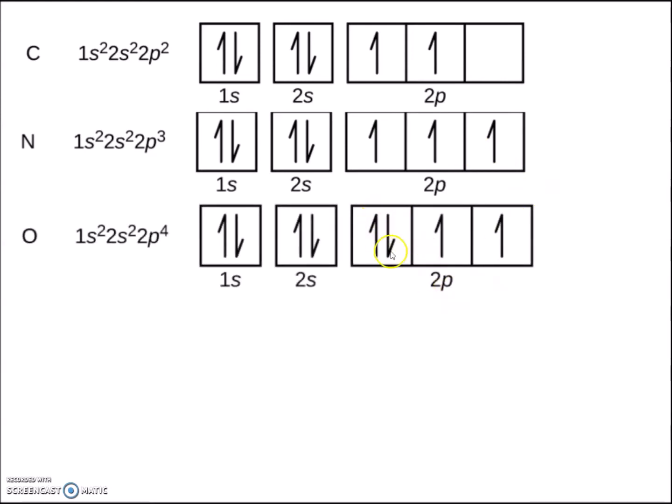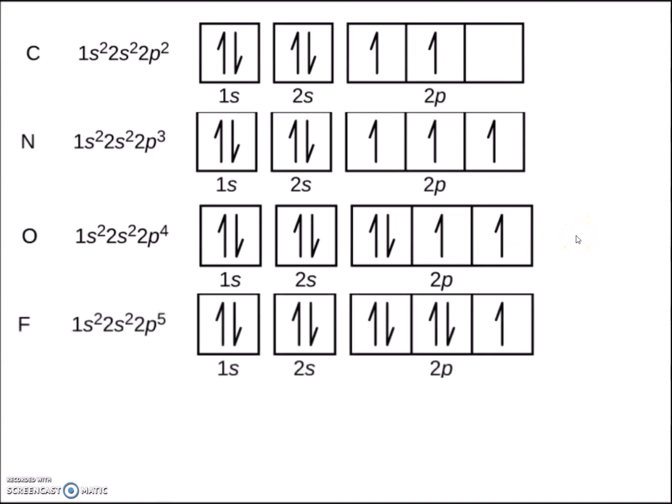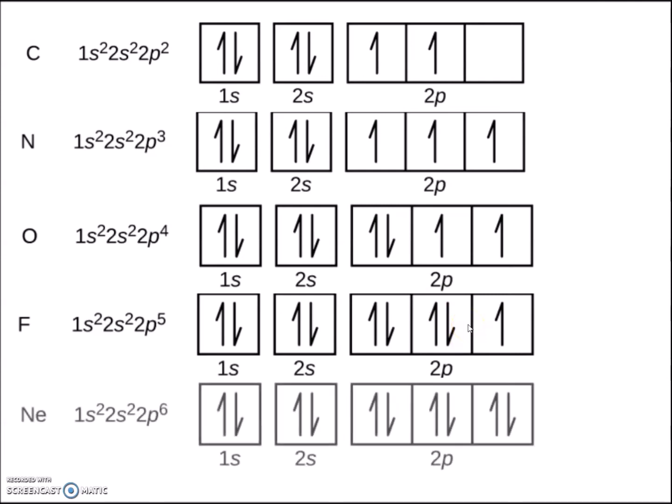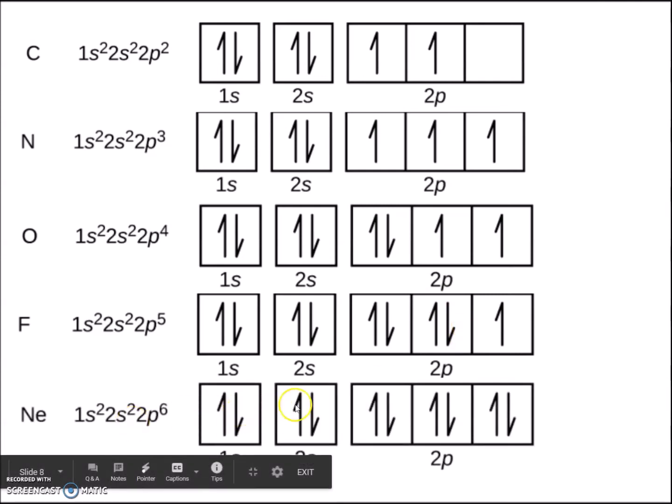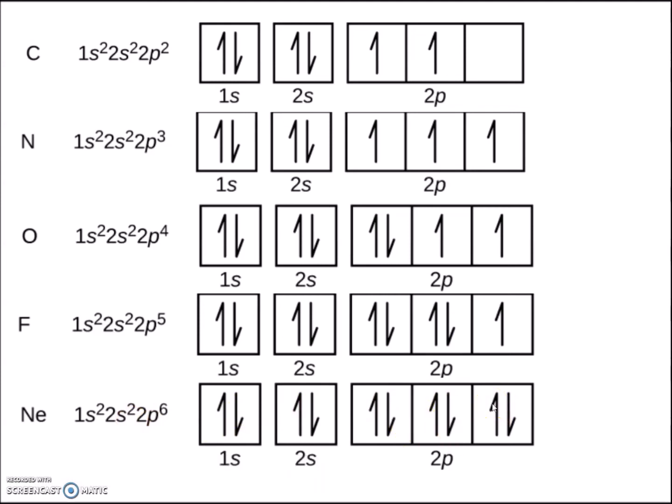Oxygen, now we need to double up. 2p4 is its electron configuration ending. 1 of the 3 boxes in the 2p sublevel is doubly occupied, and the other 2 are singly occupied. Fluorine, now you've got 2 doubly occupied boxes in the 2p sublevel. And lastly, neon, well, that fills out the entire 2p sublevel. There's no other room for more electrons.